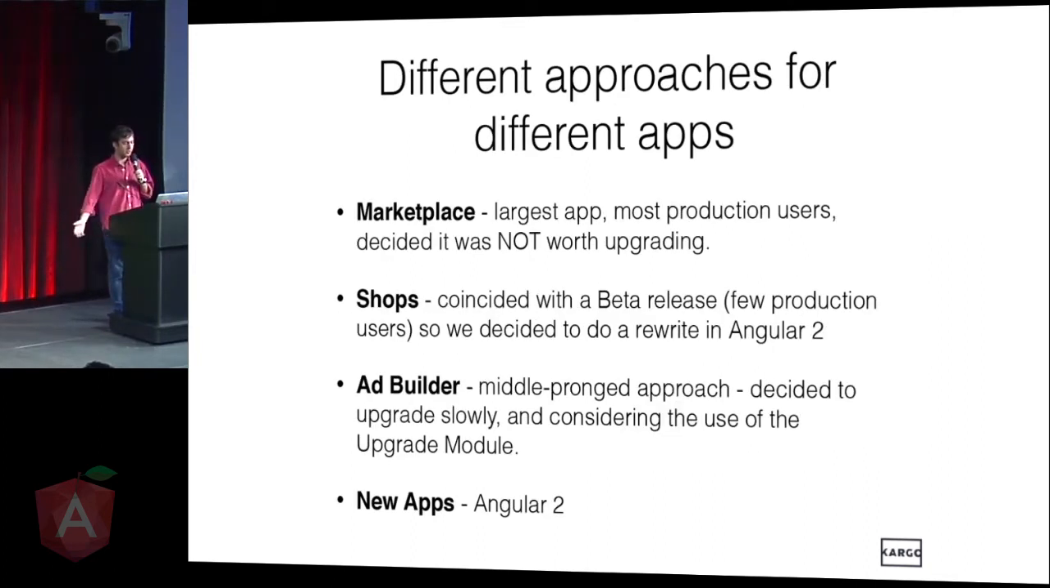So you should have different approaches for different apps. Marketplace is sort of our biggest production application. It has the most users, between 50 and 100 on a daily basis, and it was a very large Angular code base. Obviously, it has a backend component too, but we had a lot of JavaScript code. With this one, we simply decided it's not worth upgrading to Angular 2, right now at least.